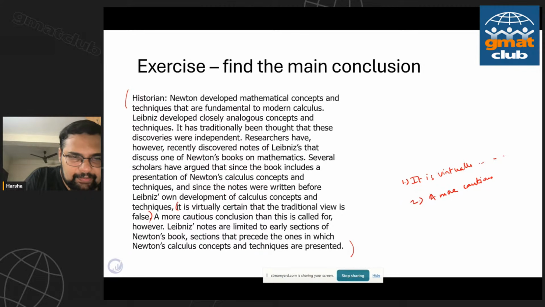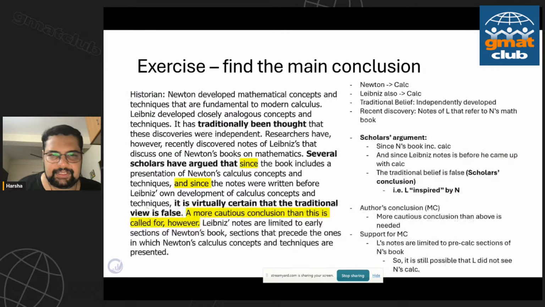But I mean, not this one, obviously. This is the main conclusion. But let's understand why. What's happening in this? So for any of us who chose, it is virtually certain that the traditional view is false, let me just ask you one thing. Whose conclusion is that? You have to observe the nitty-gritty details of how sentences are written, right?